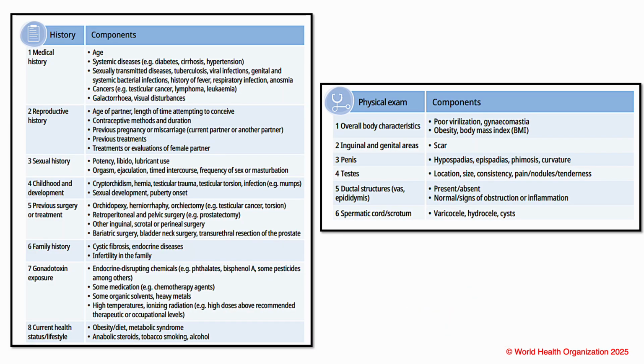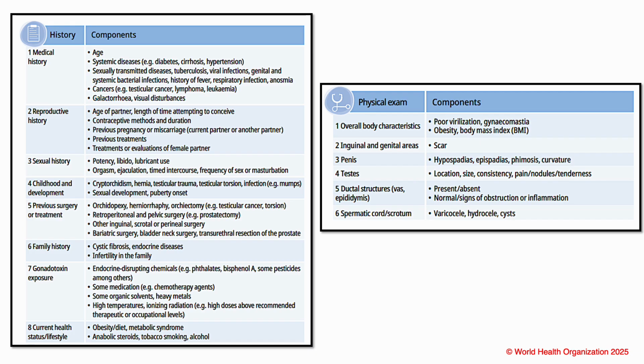These are the history points which we have to take in a patient with male factor infertility, and the physical examination, starting from the head to toe examination, the overall virilization status, gynecomastia, the body mass index, any scars, inguinal or genital regions to rule out any inguinal surgeries, any hernial sites, how the penile structure is for any hypospadias, epispadias, phimosis, curvature, because any hypospadias, epispadias, these all problems can create the problem in depositing the semen in the posterior fornix, which is usually the place where the semen is deposited.